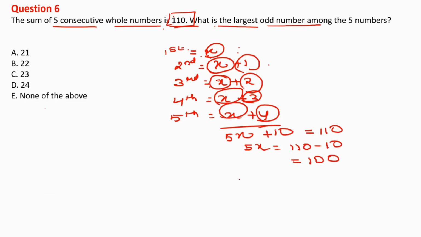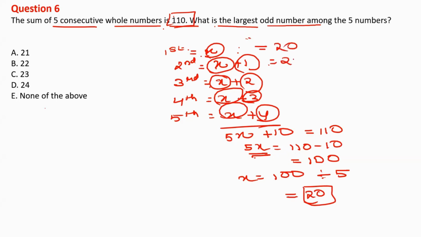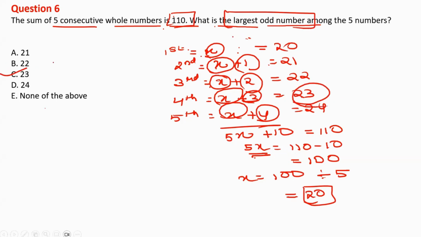If 5 times x is 100, 5 times x means 5 multiplied to x. When the side changes, the mathematical operation reverses. So multiplication will become division. So it will become divide by 5. That's 20. That means x is 20. So basically our first number is 20, next 21, 22, 23, and 24. So what do we need? What's the largest possible odd number among 5? 23. That's our answer, option C.